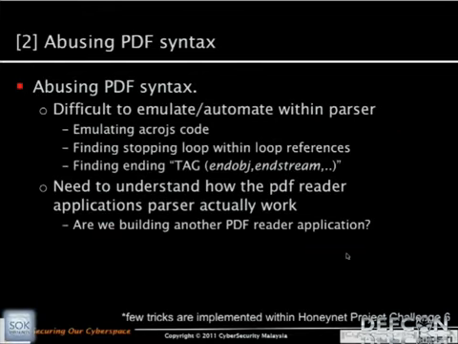Okay, so another thing, like I mentioned, the problem with this is that it is difficult to emulate or automate within the parser. Something like I mentioned earlier: emulating AcroJS code, finding stopping loops, and finding the ending tags for endobj and stream. And of course, you need to understand how the PDF reader application's parser actually works. But then, are we building another PDF reader application? I think not, right? We are building a parser to analyze the malicious PDF.